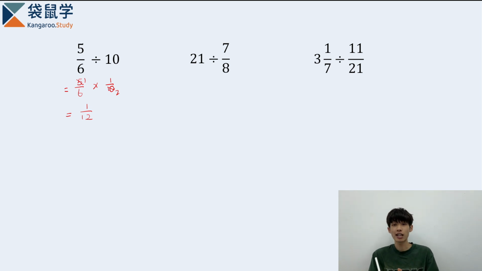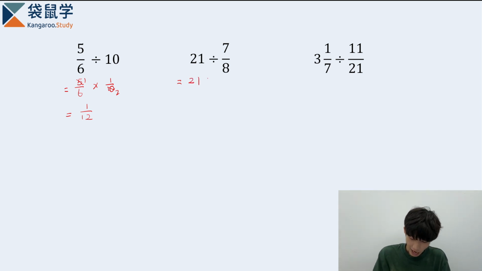And now moving on, we have the next one, 21 divided by 7 over 8. For the left side of the division, does anything change? No, nothing should be changed. So copy 21, and our division sign has been changed to multiplication. How about the number on the right side of the division? Reciprocate. So the numerator 7 should be changed to the denominator, and the denominator 8 should be changed to the numerator. And let's do the simplification. 3. So the answer will be equal to 24.